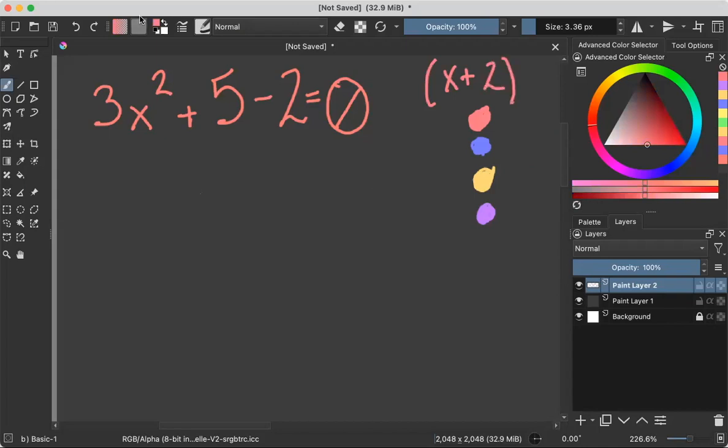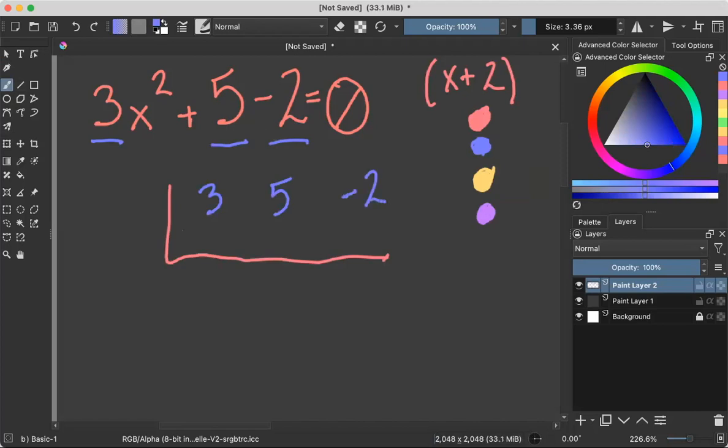For synthetic division, we will be using this table. To fill up this table, you will need to add the numbers from your polynomial equation. In this case, ours are 3, 5, and negative 2. Make sure you don't forget the negatives, such as this one, as it will cause you to make mistakes during synthetic division.